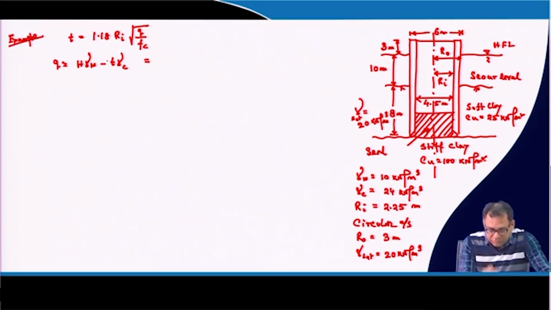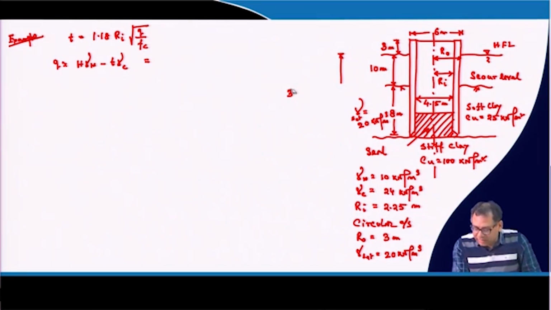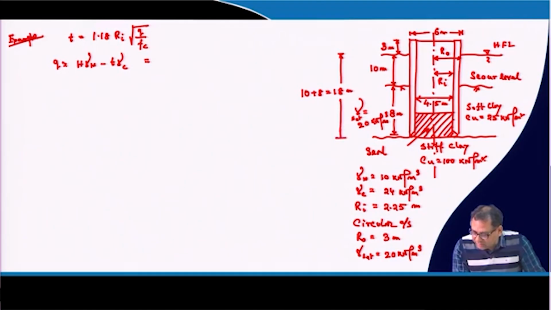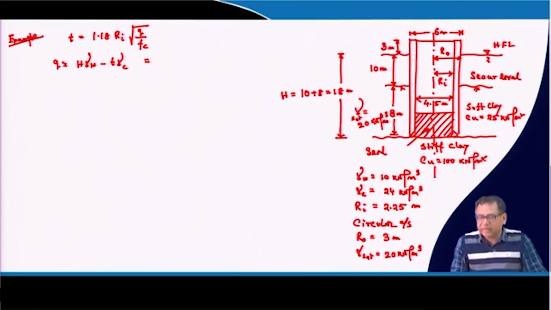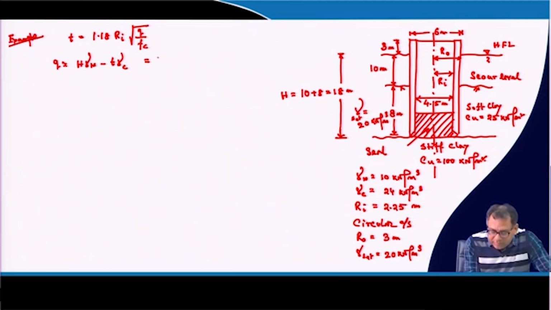I have the stress or the pressure due to the buoyancy. H is the total height of the water level from the base, because buoyancy is acting at the base. That is 10 meter plus 8 meter, so 10 plus 8 is 18 meter. So total height H is equal to 18 meter. Unit weight of water is 10, minus T, which we do not know, times 24. So this will be 180 minus 24 T.